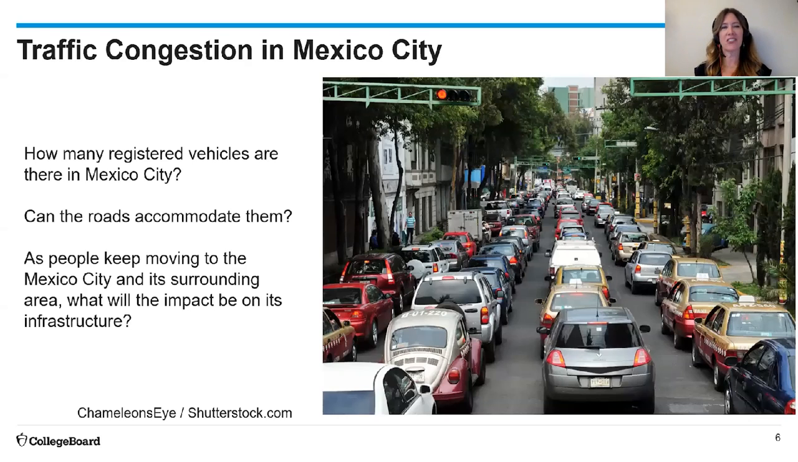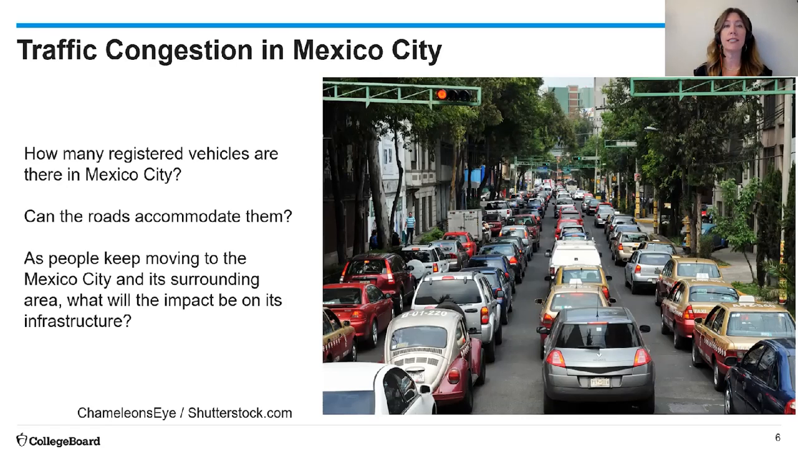Here we have an image of traffic congestion in Mexico City. And so you see all of these cars, it's in a mixed use neighborhood. So you have commercial and you have residential, and boy, is that crowded. So, how many registered vehicles do you think there are in Mexico City?